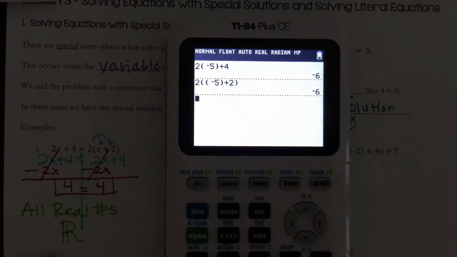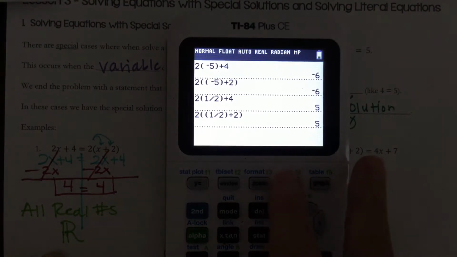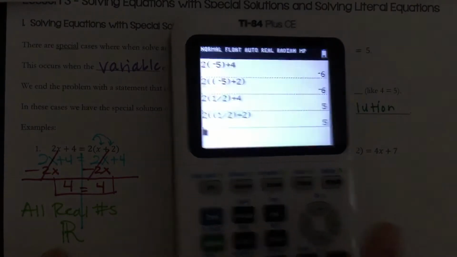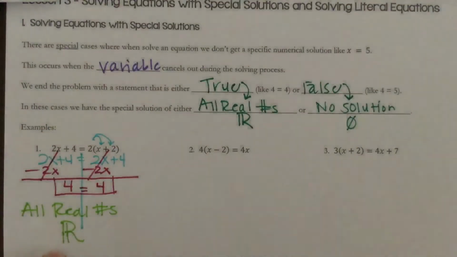Let me prove it one more way. Let's suppose that x was 1/2, so we'll try a fraction. 2 times 1/2 plus 4 makes 5. On the right-hand side, 2 times 1/2 plus 2 also makes 5. You see, it doesn't matter what we plug in for x, the left-hand side and the right-hand side will always be equal to each other. Therefore, we interpret that as all real numbers. Any x value will work.